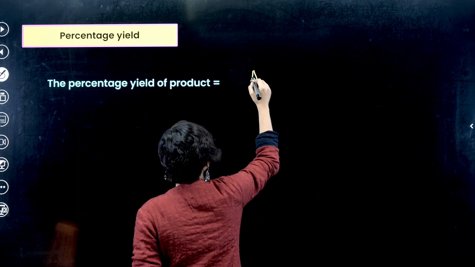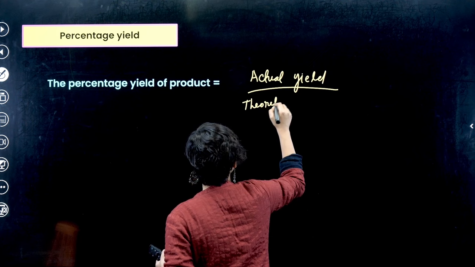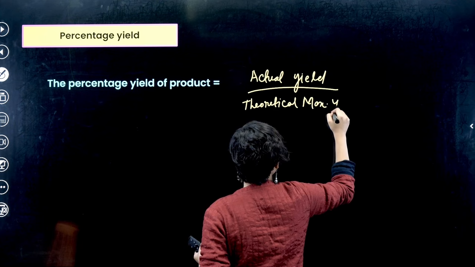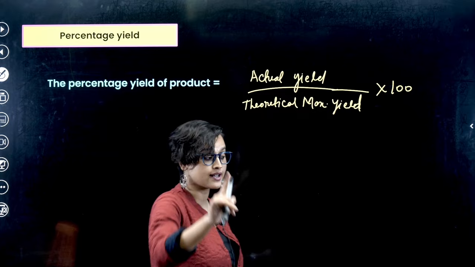Actually, what did you get? So actual yield divided by theoretical maximum yield, multiplied with 100. Okay, that's your first formula. Now write it down, please. I hope that you have a copy and a pen.